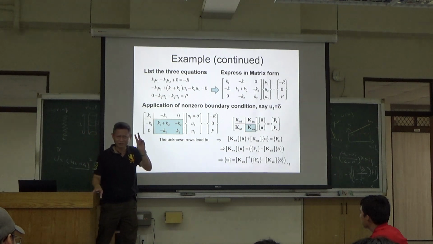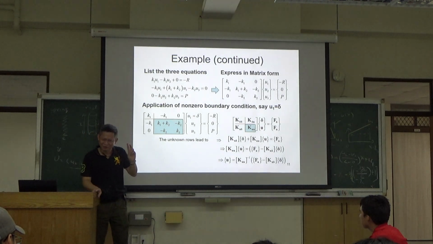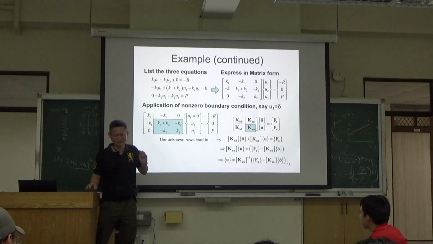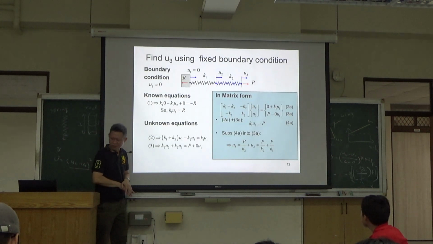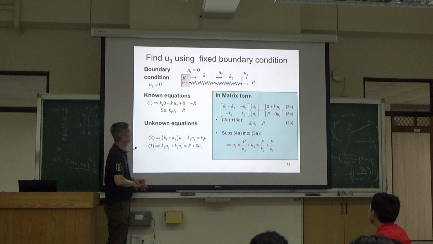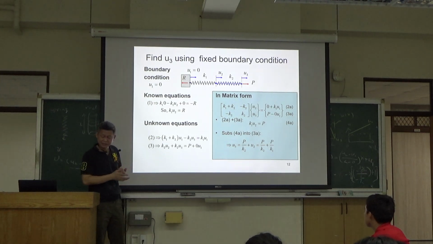So for sure, I will give you 3 springs, not one spring or 2 springs. That's too easy for you, so you wouldn't have the need to use the matrix method. So this is just a validation.